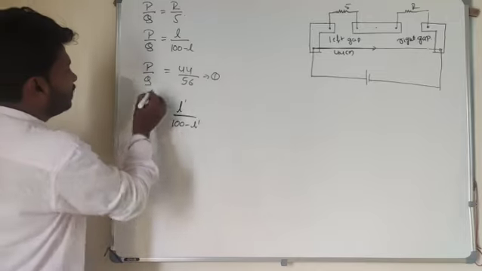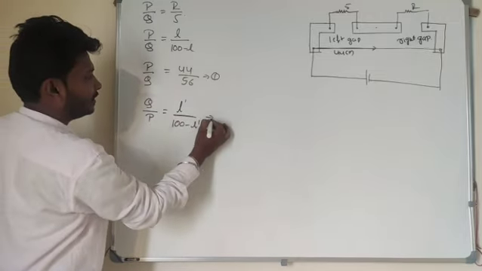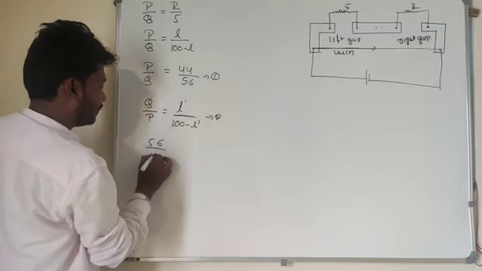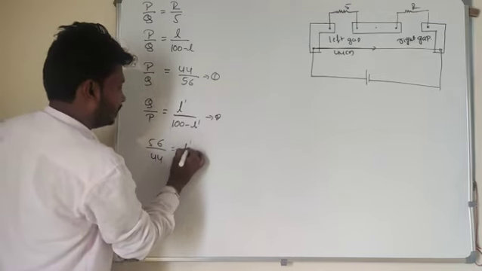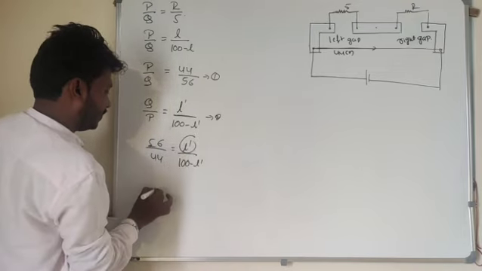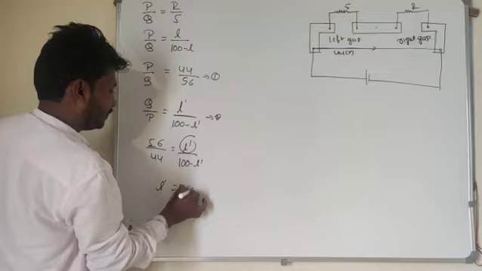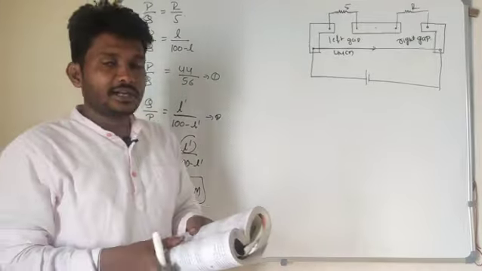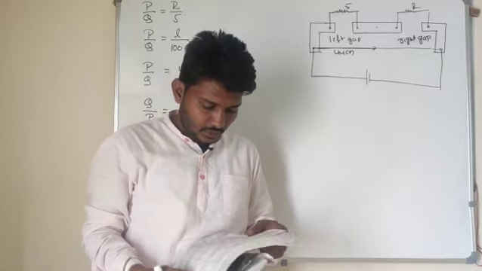Now look at here. Q is how much? So I will compare these two equations. Q is 56 here. P is 44. Then L dash divided by 100 minus of L dash. Then L dash is equal to what? L dash is equal to 56 centimeter. What's the value of L dash here? Value of L dash is 56 centimeter. Now we'll go for the next one.